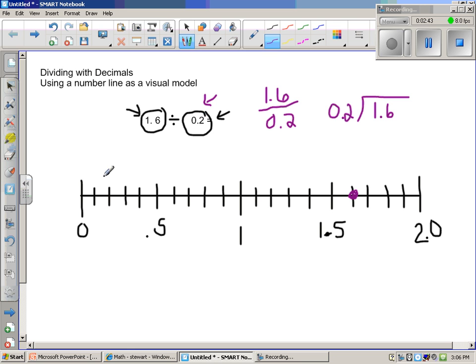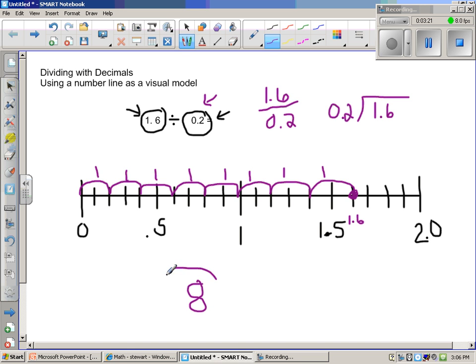So I'm going to take my groups of 2/10, and each time I make, here's a group of 2/10, here's another group of 2/10, here's another group of 2/10, here's another group of 2/10, and another group. Well, I'm already at 1. I'm going to keep going, and one more, and I landed exactly on 1 6/10. That's the number I was trying to get to. So now all I need to do is count 1, 2, 3, 4, 5, 6, 7, 8. I made 8 jumps, so my answer to this problem is 8.